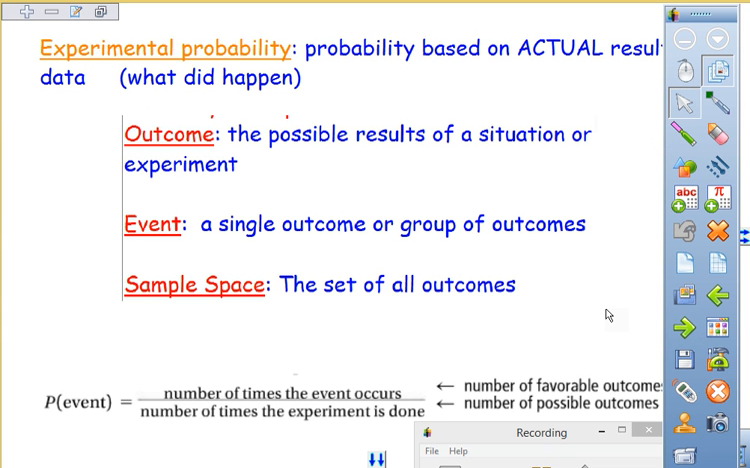Experimental probability is probability based on an actual result in data. What did happen? So we have outcomes. These are the possible results of a situation or experiment. An event is a single outcome or group of outcomes, and the sample space is the set of all outcomes. And the probability is the number of times an event occurs divided by the number of times the experiment is done.